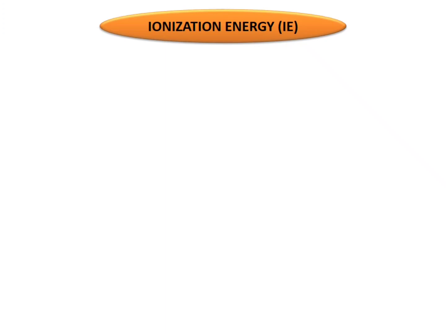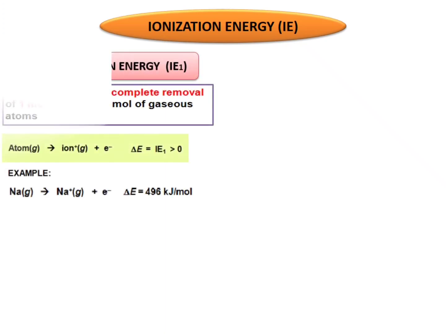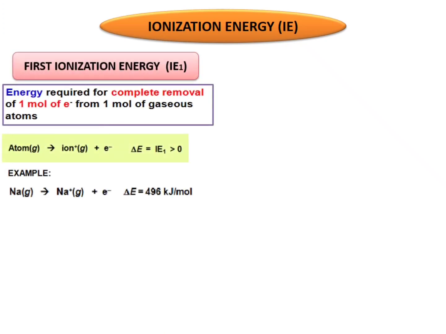Okay. So, for your syllabus, kita ada 2 jenis ionization energy, definition yang you kena faham. Okay, sebenarnya ionization energy ni ada banyak. Alright. So, first, kita ada first ionization energy, which is energy required for complete removal of 1 mole of electron from 1 mole of gaseous atom. Okay, so ini adalah ionization energy untuk sodium.